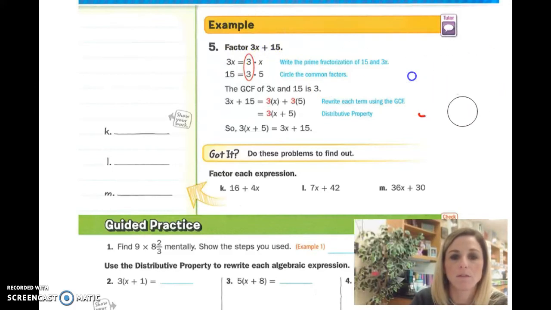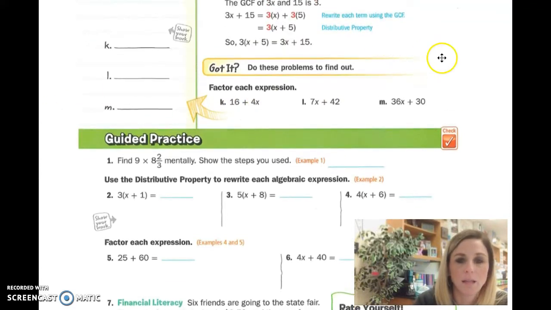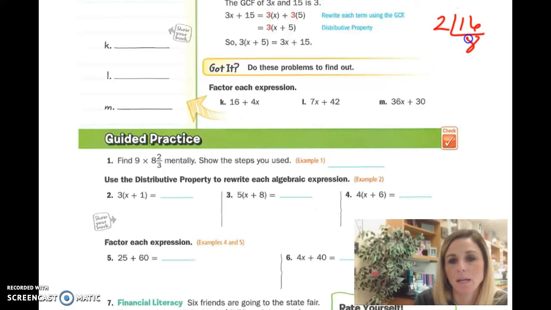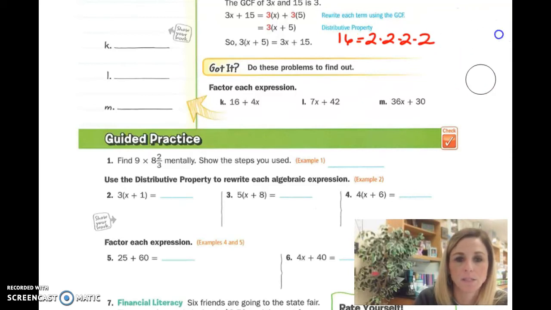Let's do a couple of examples together. All right, so here we go. We have 16. Let's prime factor 16. I'm going to take out a 2. 2 times 8, I know that that can go even more, so 2 times 4, I know that can go even more, which gives me 2. So for 16, I have 2 times 2 times 2 times 2. That's my prime factorization for 16.